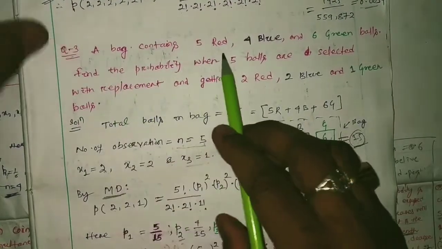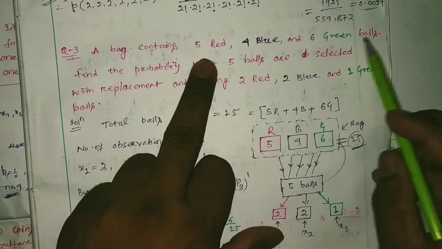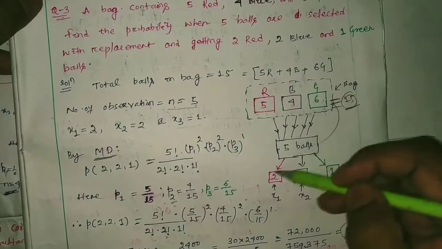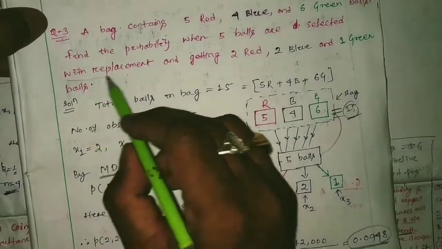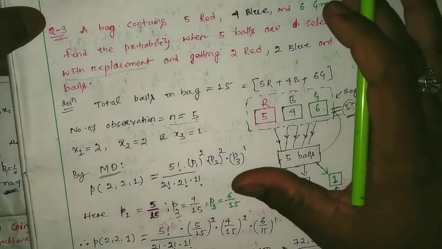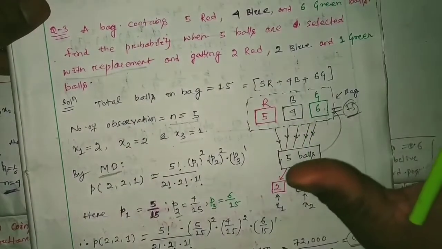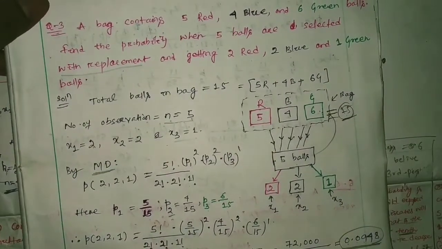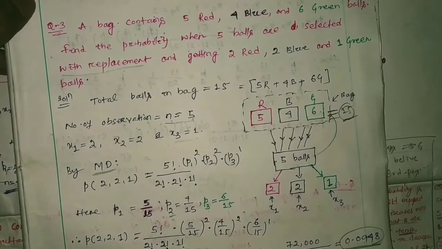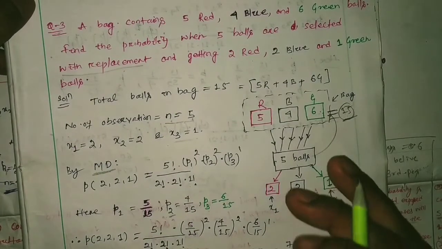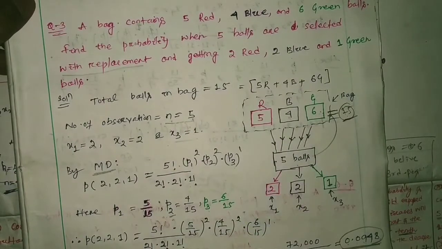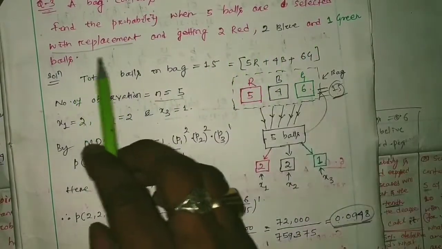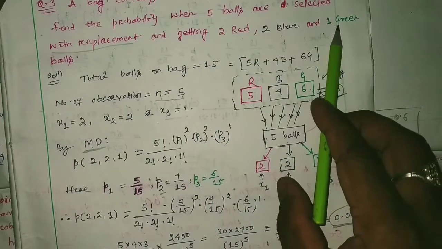So a bag contains 5 red, 4 blue, 6 green balls. Find the probability when 5 balls are selected. I am going to select 5 balls randomly with replacement. It is written with replacement, which means you have to use the multinomial distribution. And without replacement, if it is given, you have to use the hypergeometric distribution. I suggest you watch the detailed discussions I did before on hypergeometric and multinomial distribution. So if 5 balls are selected with replacement and getting 2 reds, 2 blue and 1 green, what is the probability?